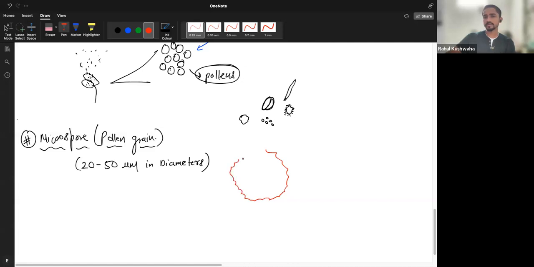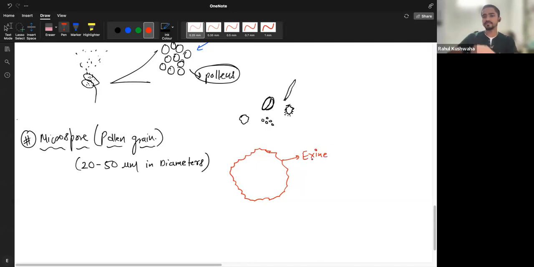Every pollen grain has an outer layer which is very hard. Hard in the sense like not that you cannot break it. Physically, you might be able to break a pollen, but chemically you can't. When I say hard, I say that it's very, very chemically stable, and it is called exine. So the hard outer layer is called exine.